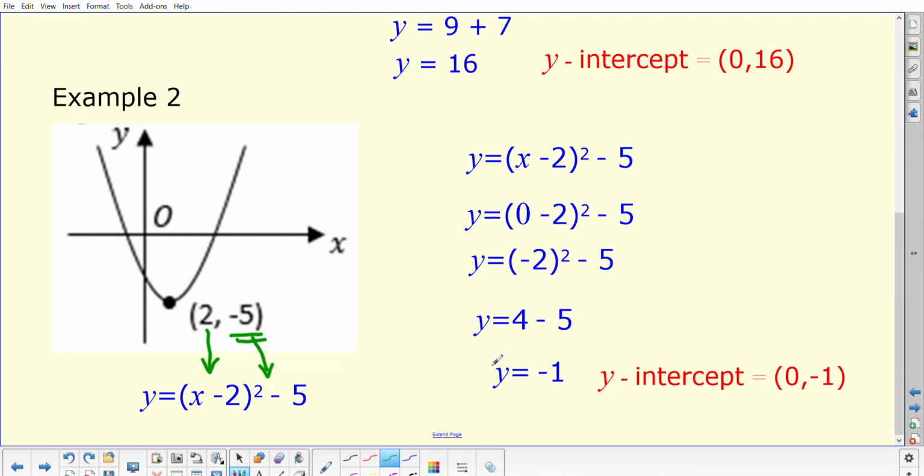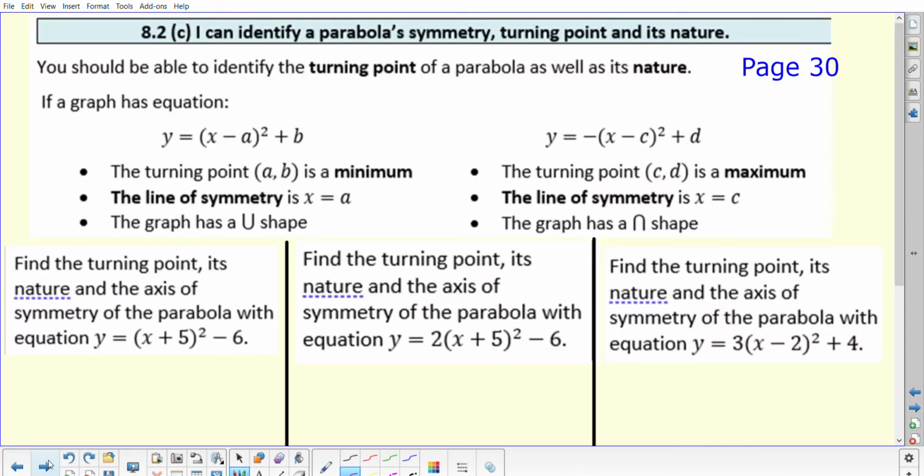So to work out what this point here is, which is our y-intercept, you'd sub in x equals 0, and that gets you your y-intercept. So 0 minus 2 gives you minus 2 in the brackets. Any negative number squared, that means multiplied by itself, is going to give you a positive, so you get 4 minus 5, so you get the fact that that there is the point minus 1. And that's us worked it out. So we now know how to work out the y-intercept.